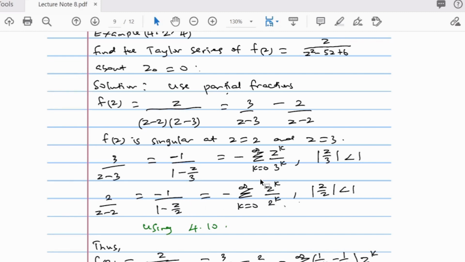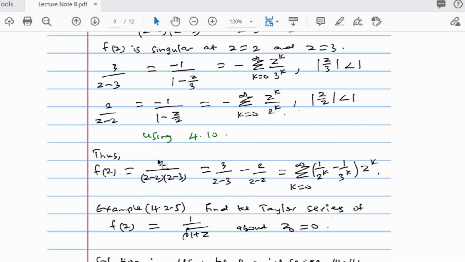So you have this. Then substitute both into f of z. f of z is 2 over z minus 2, z minus 3, which is this. So replace 3 over z minus 3 as this guy here, and replace 2 over z minus 2 as this other guy here. So this is what you're going to get.